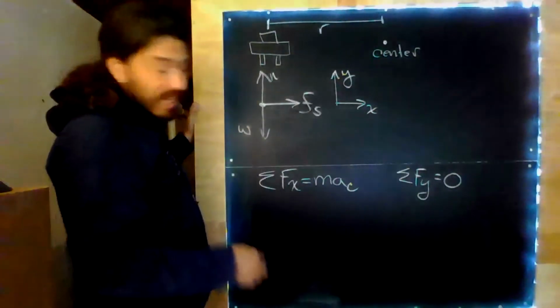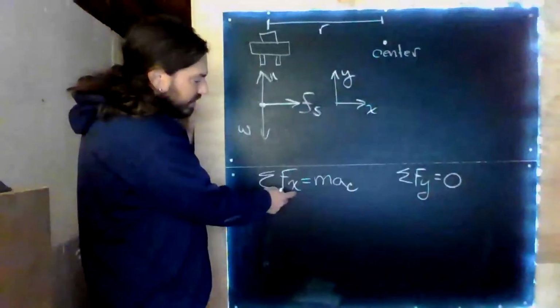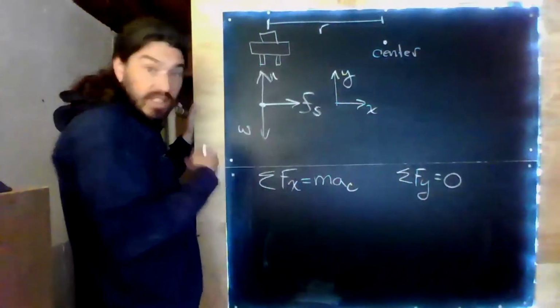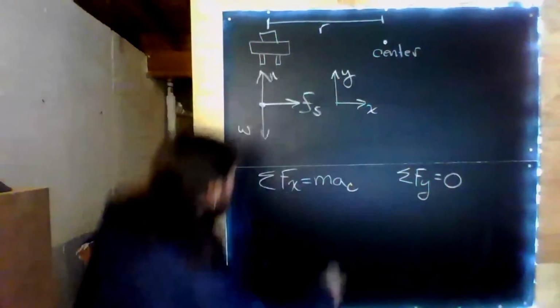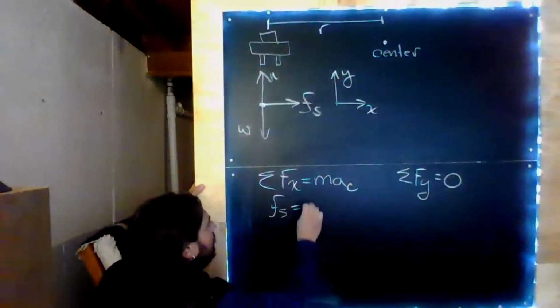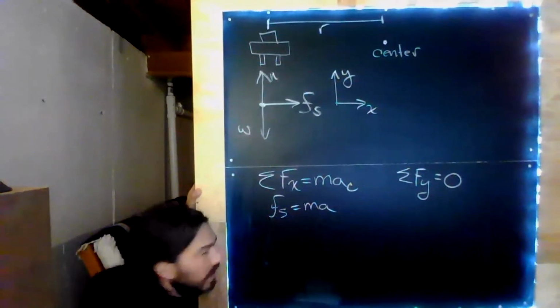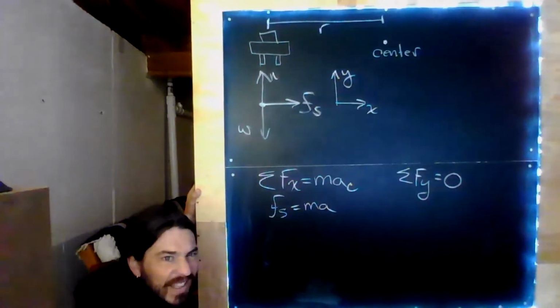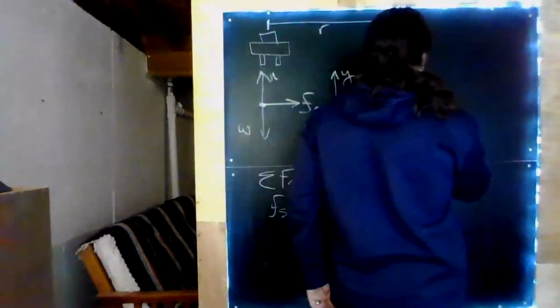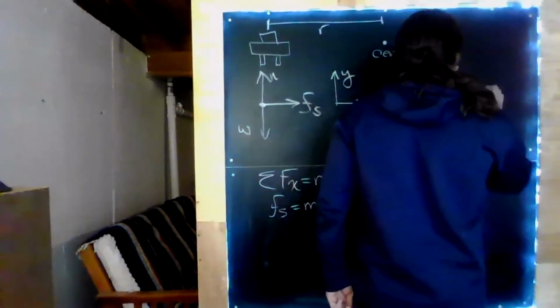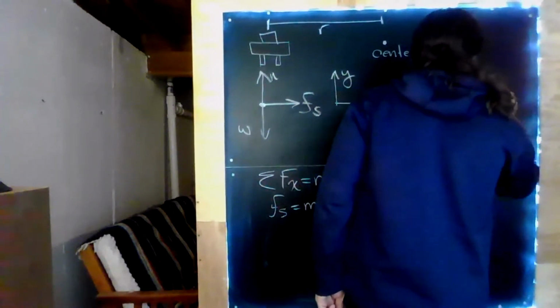Remember, Newton's second law is a recipe. It says take all the forces in the x direction and add them up. Okay, let's follow the instructions. All the forces in the x direction, there's only one. So this is just F sub s equals ma. Now it says the fastest, right? So let's not forget that Fs max equals mu sub s times the normal force.